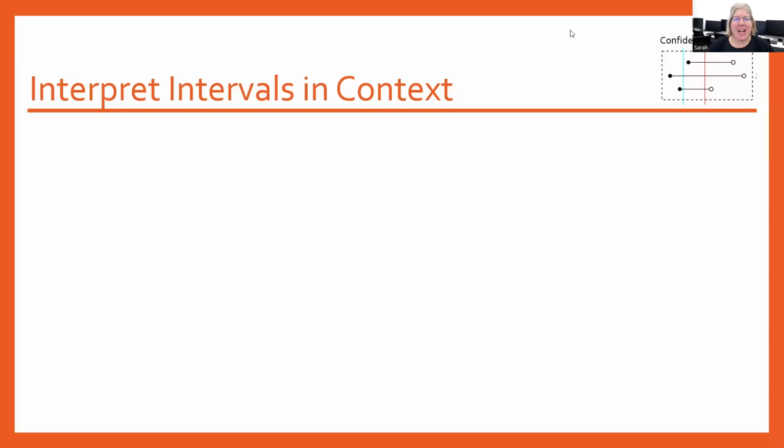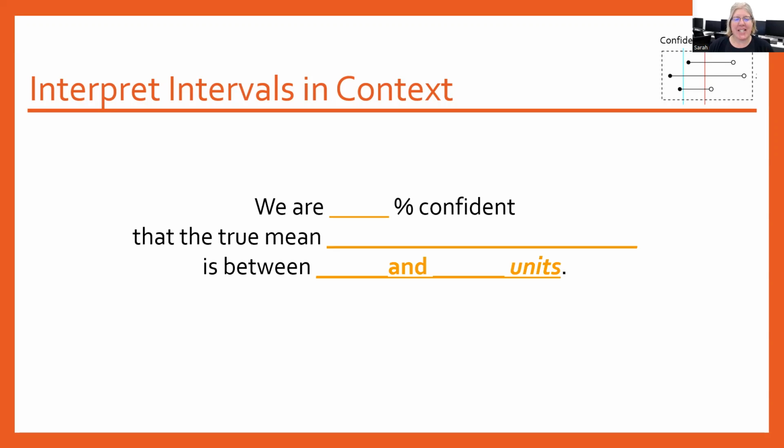Now that we have a better idea of what this range of values means and that we're hoping to find the true population mean or parameter within that range of values, I want to talk about how we interpret that in context of where that data came from, so the survey or the experiment. And so we're going to use this fill in the blank sentence to help us.